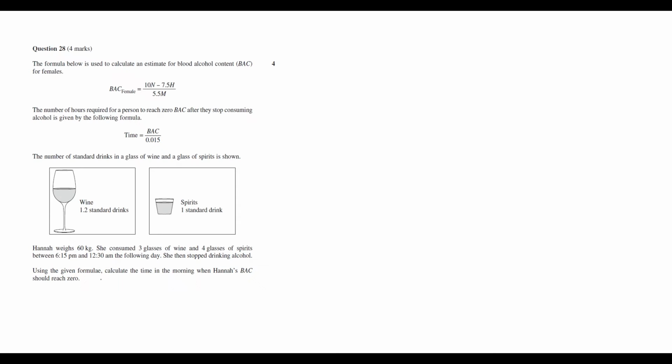Okay, so first of all, what we'll need to do here is use our first formula to figure out the blood alcohol content as soon as she stopped drinking. So looking at this, N is the number of standard drinks, H is the number of hours, M is the mass of the person, so 60 kilos here. So let's figure out the BAC for a female, or for Hannah, we should say.